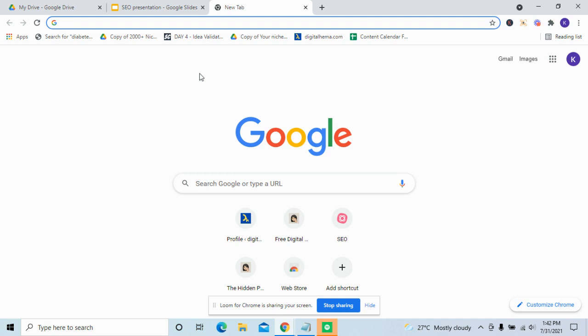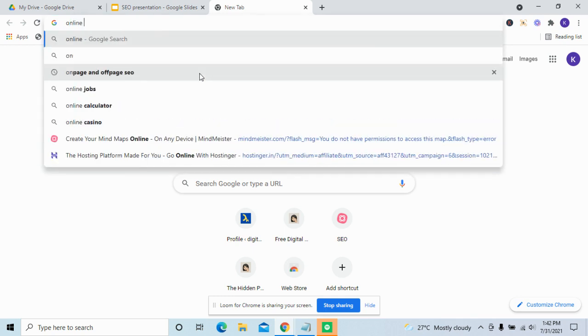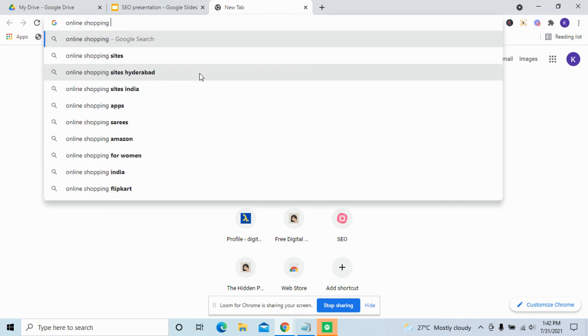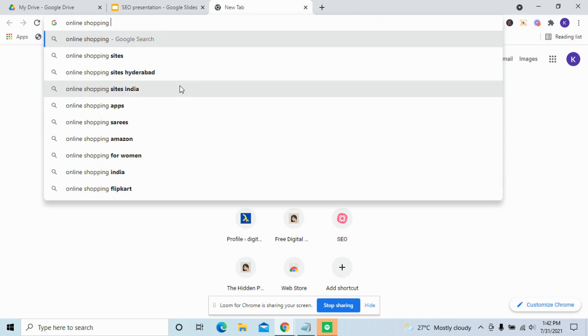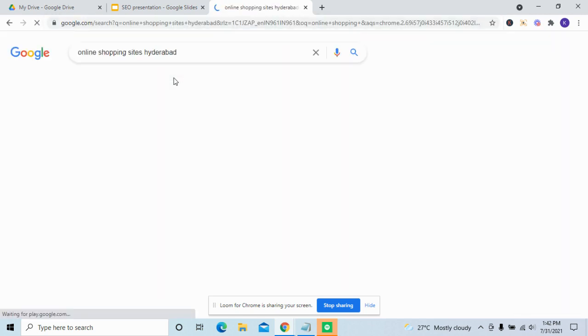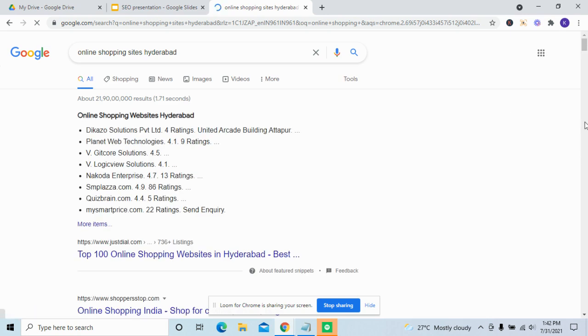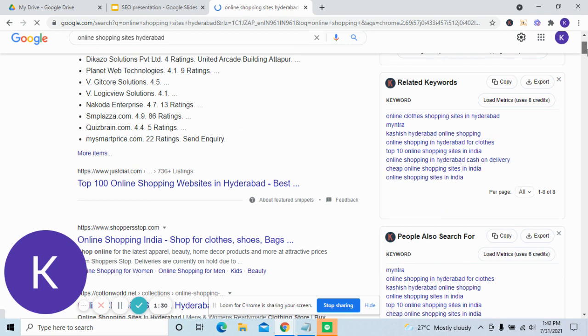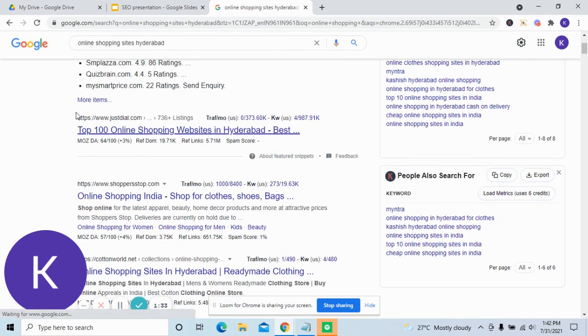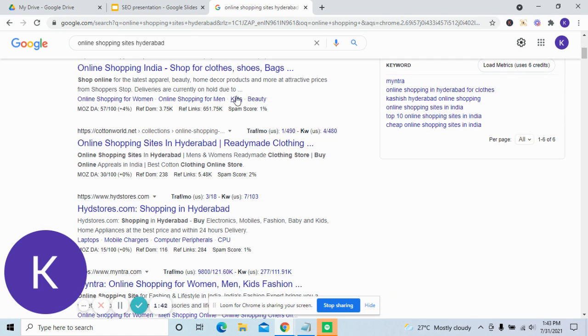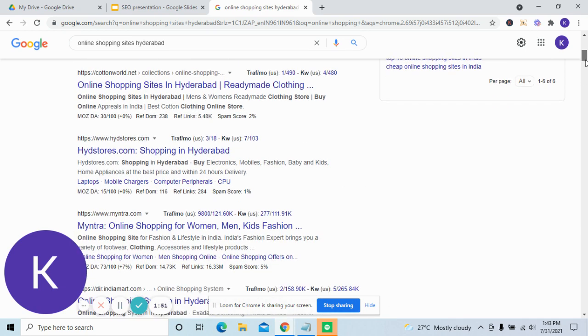So let's type online shopping sites Hyderabad. Here we can see justdial.com. This is one of the websites, and shopperstop.com is the second website, and cottonworld.net is the third website. hyderabadstores.com. These are the sites which the search engine shows according to the ranking.